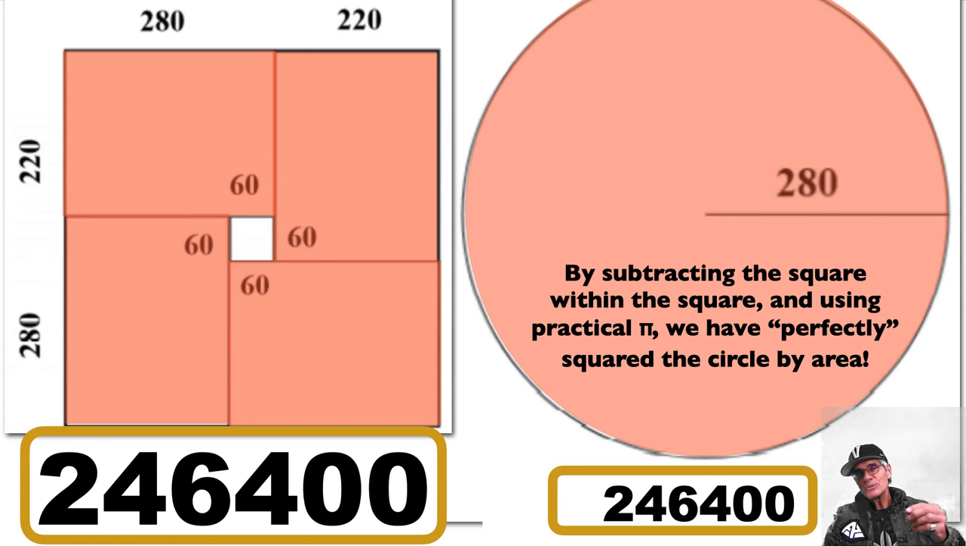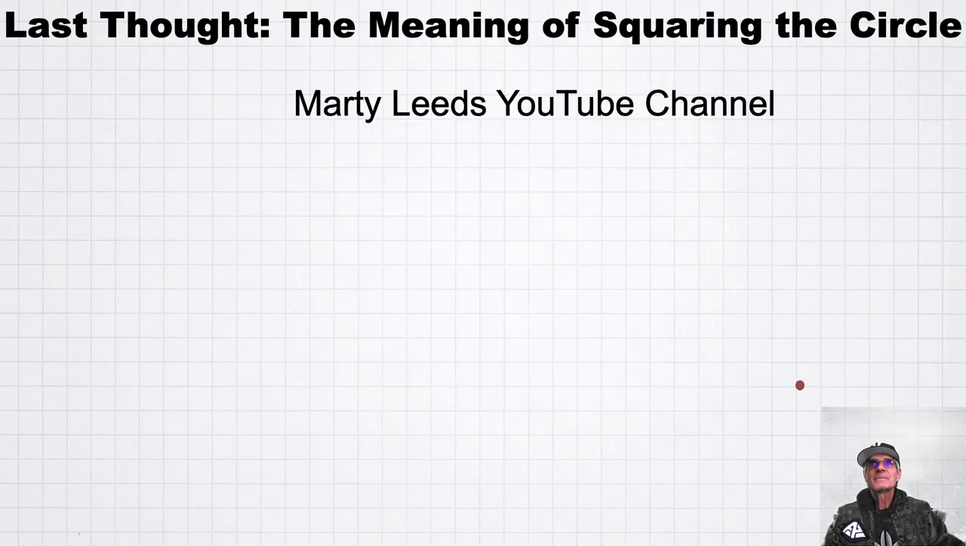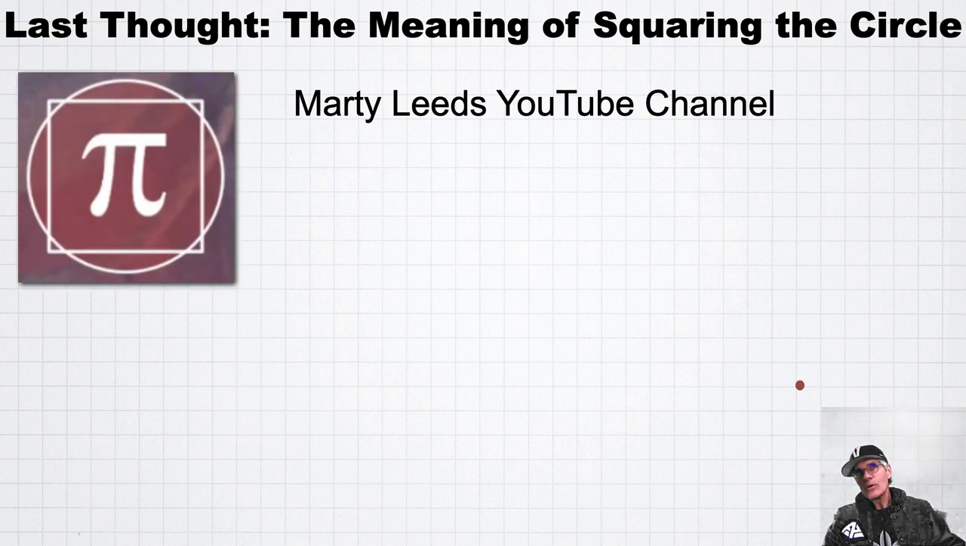So we did sort of square the circle by the second method, because we've got a square and a circle with the same area. All right, now, last thought here: the meaning of squaring the circle. It's this ancient problem, this conundrum that supposedly was unsolvable, which we found the Great Pyramid solved. So Marty Leeds' YouTube channel has this logo. It's a square and a circle with pi in the middle.